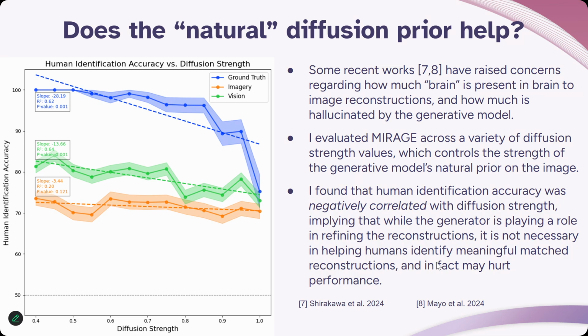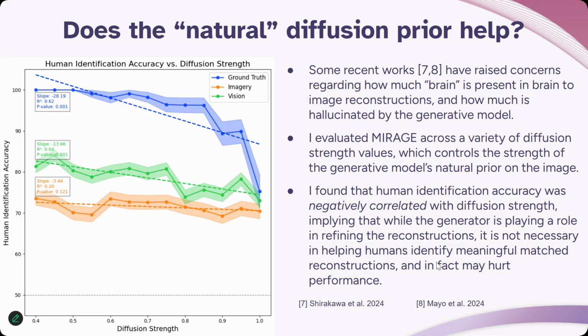The other lines here for the imagery and vision trials, they have a very interesting slope in that they both trend down. In other words, the more of the diffusion's natural prior that you apply, the less and less identifiable your reconstructions are getting. In other words, the core question of is the fact that the diffusion model is hallucinating all of this natural image detail, is it helping you? Is it making image reconstructions any better? I think the answer is clearly no, or at least that it is not a strong effect in terms of how identifiable these images are.